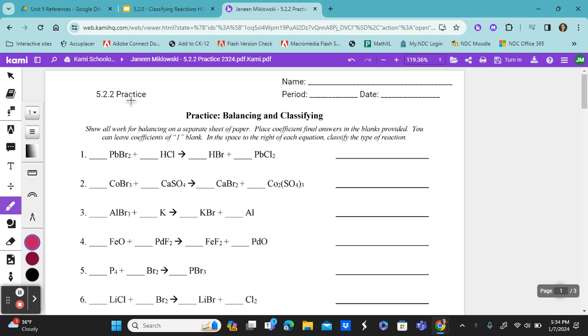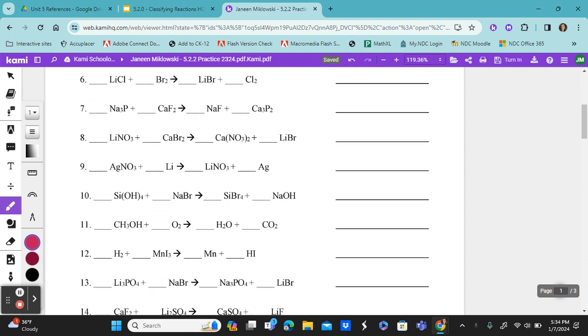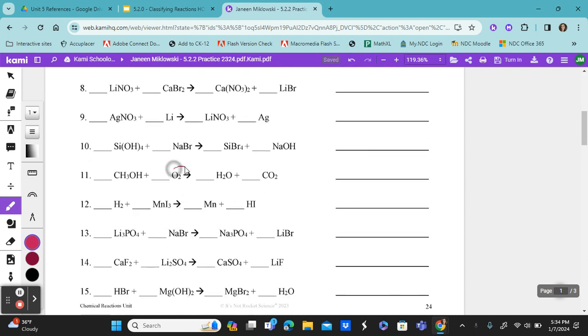Right, in 5.22 practice, the first set is just classifying and balancing. So just use your clues here. If you have two sets of ionic compounds that are just switching places, that's a double replacement. If you look for oxygen as a reactant, that's going to be combustion. So let's find one of those. So here's like number 11. That's going to be combustion.